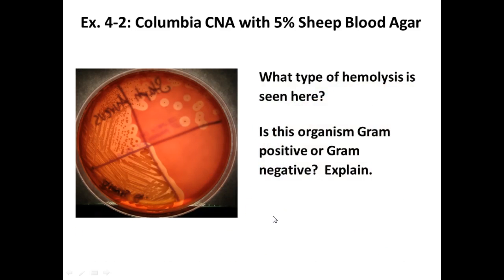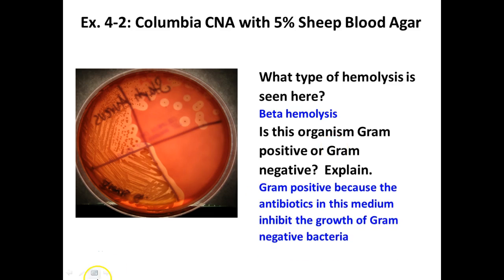What's this one? This one's beta. So notice the clearing around the growth, right? This is Staph aureus. This one also tends to be beta hemolytic. It is a gram positive, right? So it'll grow on these plates. So we have beta, and of course it's gram positive, because remember, gram-negatives won't grow on this media.